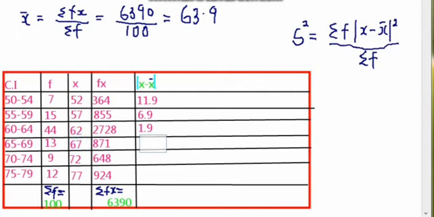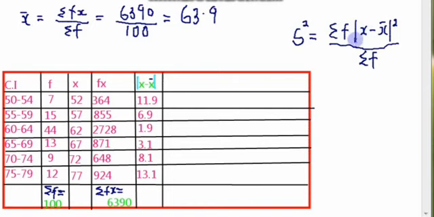In the fourth row we have 67 minus 63.9, which is 3.1. 72 minus 63.9 is 8.1. 77 minus 63.9 gives us 13.1. So this is the table for x minus x bar.